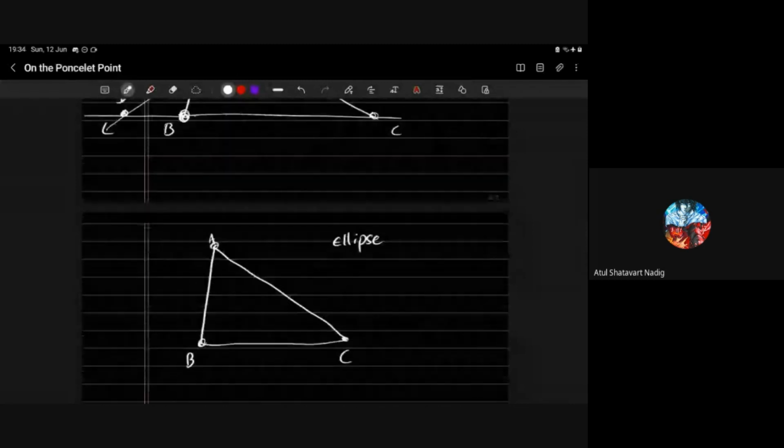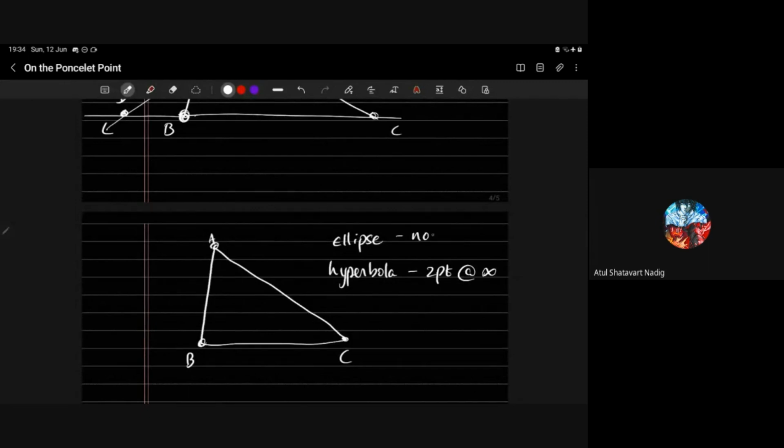Okay, and next is hyperbola. A hyperbola has 2 points at infinity, which means that the isogonal conjugate of the hyperbola, which is a line, must intersect the circumcircle at 2 points.